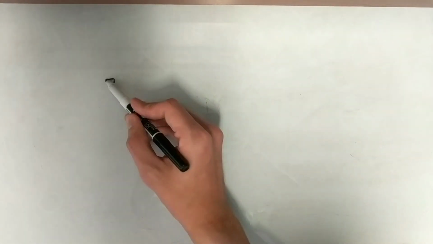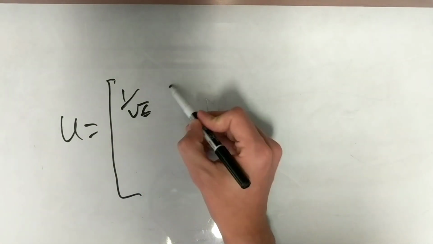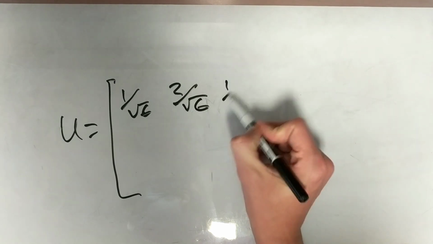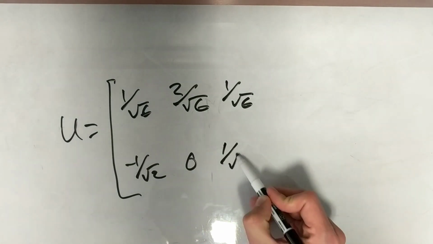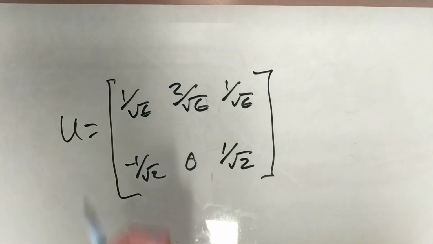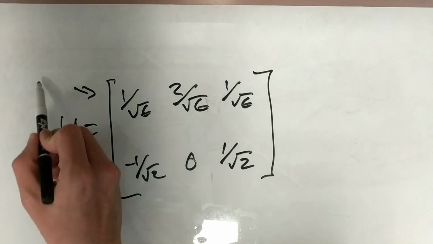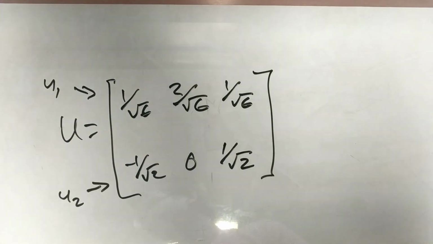So yeah, this is where I'll refer to the PDF. If we look at equation 3, we have this u matrix, which is 1 over root 6, 2 over root 6, 1 over root 6, and then negative 1 over root 2, 0, and 1 over root 2. And if we look further in the PDF, our u1 is going to be that row, and our u2 is going to be that row.